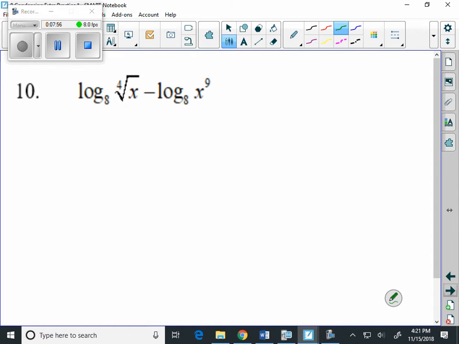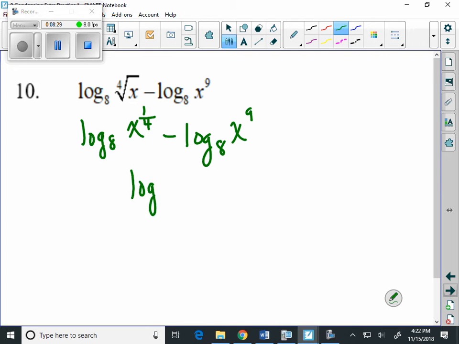Number 10. Hopefully by now we're getting the hang of things, but we see the fourth root of x, and we need to rewrite this. We're going to write it as log base 8. And remember, it's going to be x. The number in the checkmark part goes in the denominator, the bottom of the fraction. So it's x to the 1/4 minus log base 8 of x to the 9. Well, minus means divide. So we're using the quotient property of logarithms to condense this down into log base 8 of x to the 1/4 divided by x to the 9.